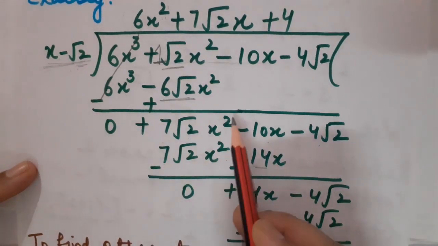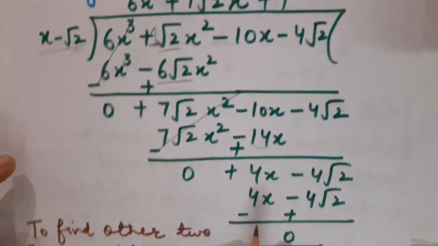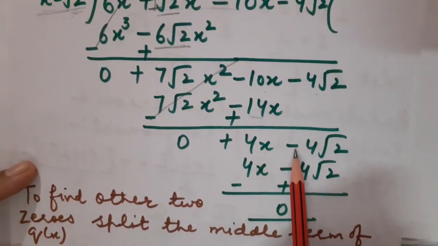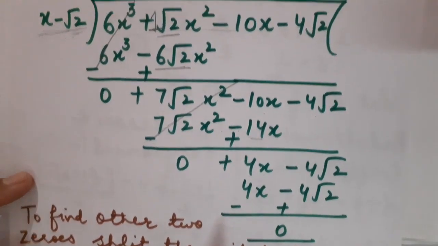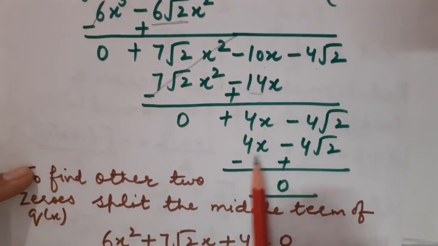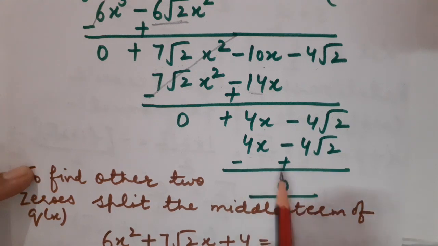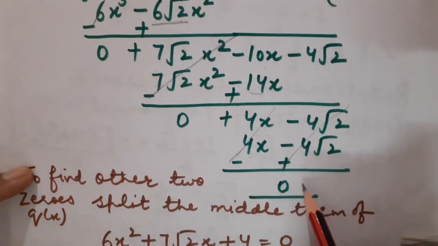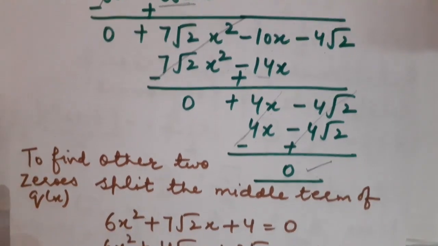Now I am changing the sign. They both are going to be cancelled. So children, here I have got 4x minus 4 root 2. Now I am multiplying this gx by plus 4 and I have got 4x minus 4 root 2. After changing the sign, these both are also going to be cancelled. And what is rx? That is 0.